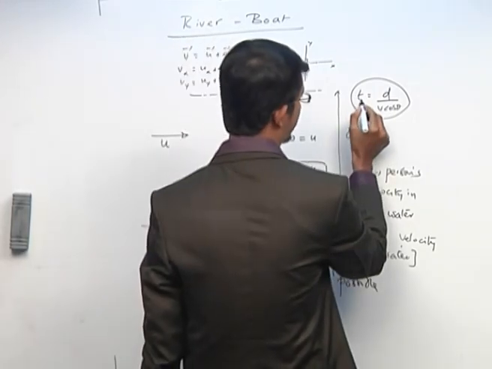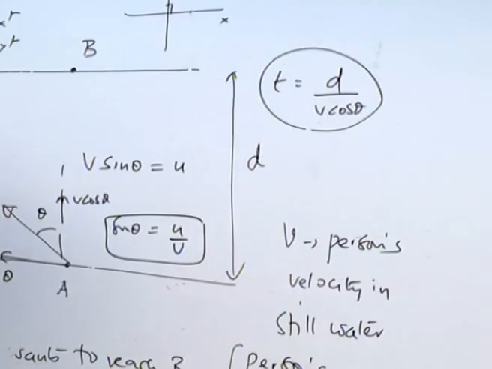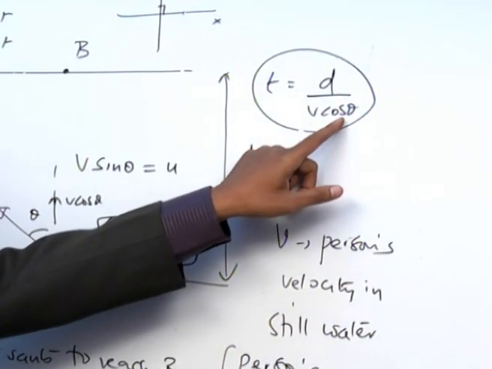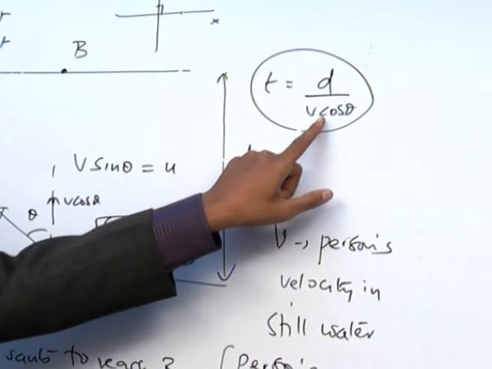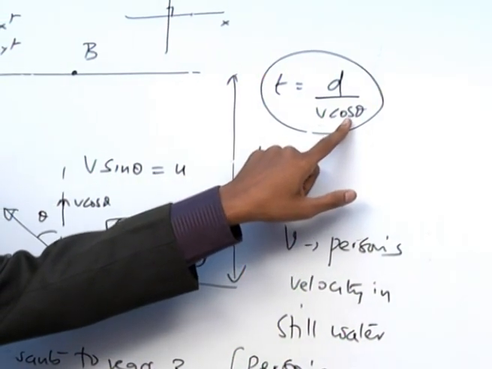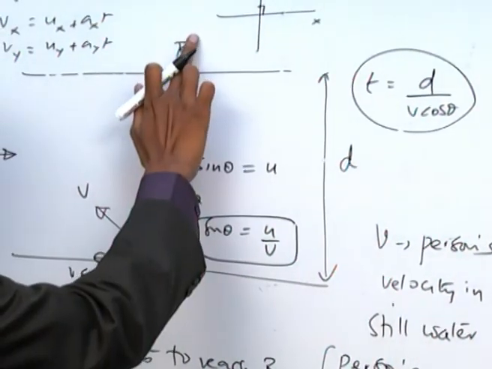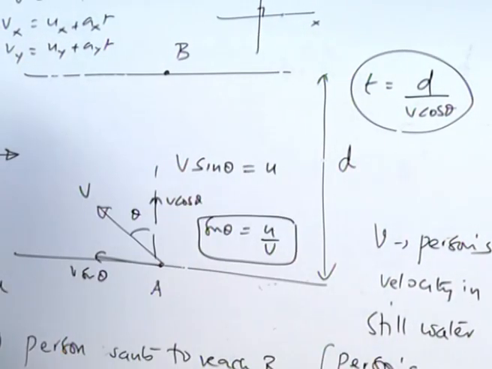See, there is already one expression here. One thing is we can minimize this time. How can you minimize this time? See the denominator, cos theta. Time will be minimum when denominator is maximum. When will denominator be maximum? When cos theta is 1, means theta is 0. So if he swims at 0, he will not reach B, but he will reach quickly the opposite bank.